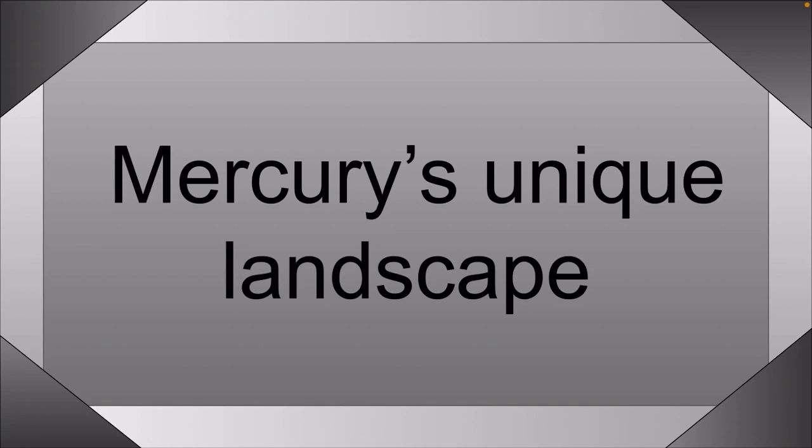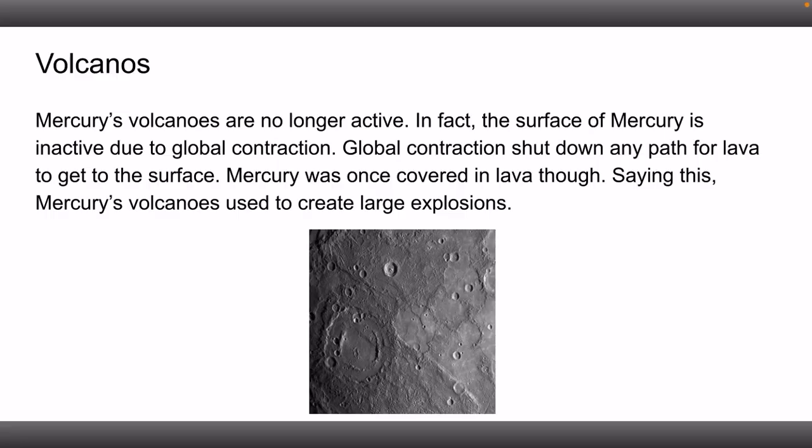Next is the landscape of Mercury. Mercury's volcanoes are no longer active. In fact, the surface of Mercury is inactive due to global contraction. Global contraction shut down any path for lava to get to the surface. Mercury was once covered in lava, though. Saying this, Mercury's volcanoes used to create large explosions.